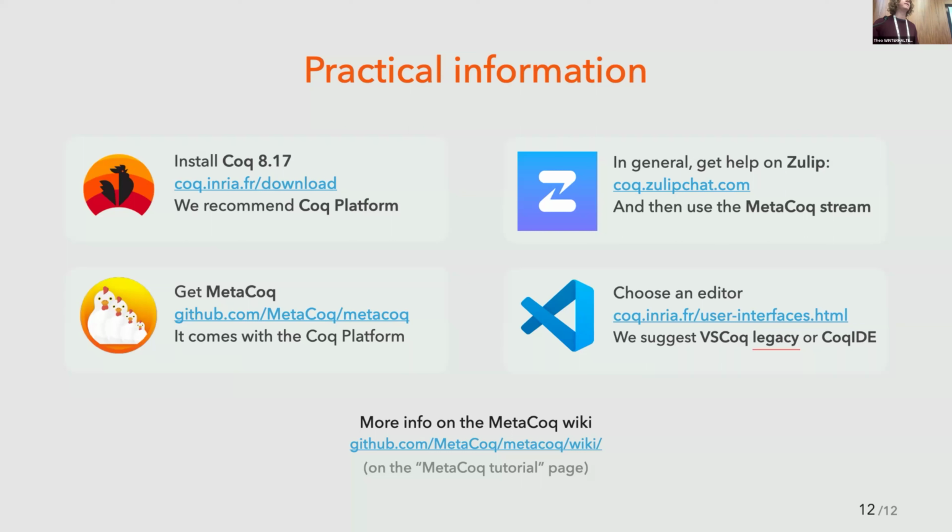Maybe we can use this also to ask who has MetaCoq installed. Right. No, who doesn't have MetaCoq? Who doesn't have MetaCoq installed but wants to use it today? Good, perfect. So my suggestion would be that we use the break for this, if you want to have MetaCoq installed.